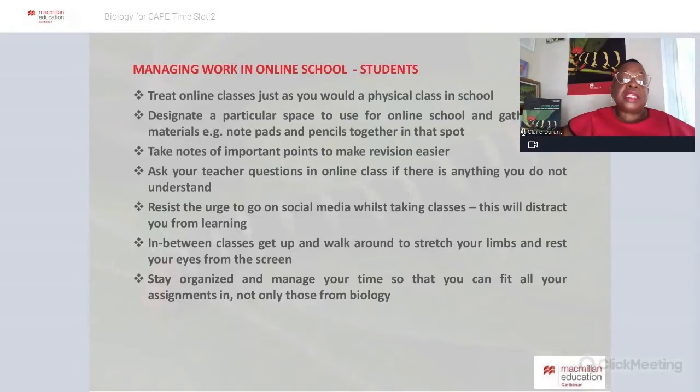So for students, we have to treat your online class just as you would a physical class in school. Designate a little space at home wherever you normally sit. And if you have a space, gather up your notepad and pencils in that spot, so you know, okay, this chair or this desk or this little area is where I would normally have my school.